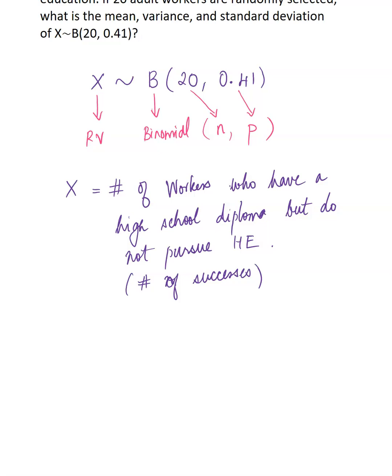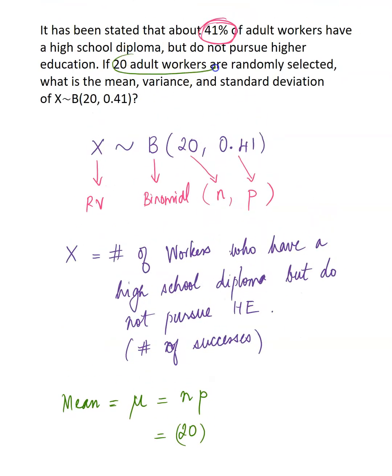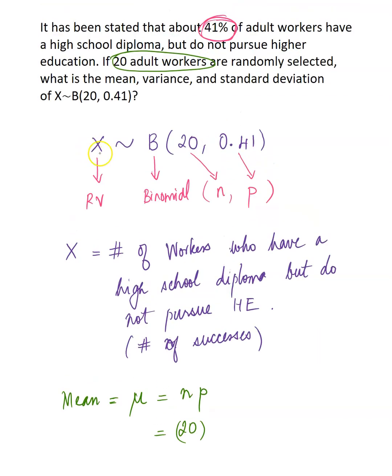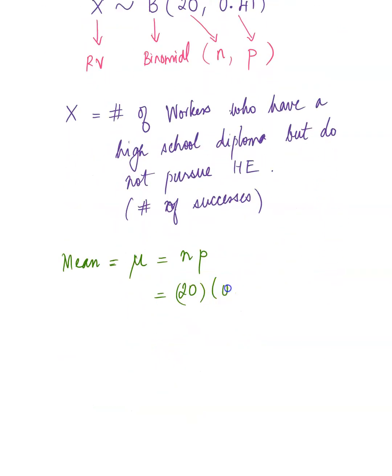And so we just have to find the mean, which is mu. That's how we pronounce it. And the formula given to us is n times p. Very, very straightforward. So n is 20. That comes from the distribution information, but it's also given to us here as 20 adult workers. So if we were to write this notation for x, we could totally do that by getting that information right from the problem. But they made it easier for us by giving us that information as well.